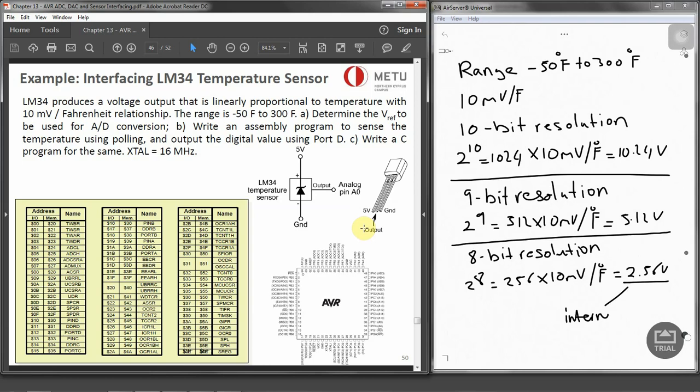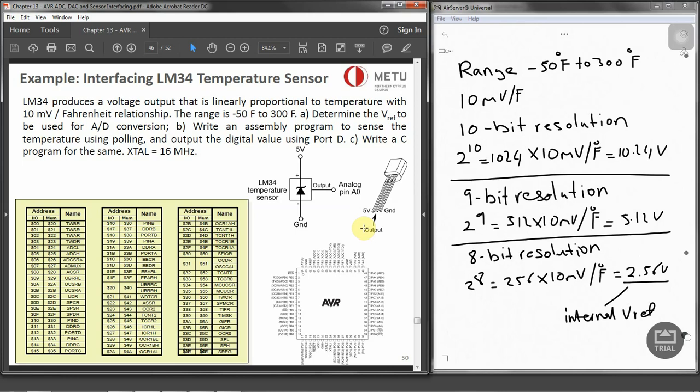So we can use internal VREF as a reference voltage for this question. The next thing that we need to consider in the question: let's write an assembly program to sense the temperature using polling and output the digital value using port D, and write a C program for the same.